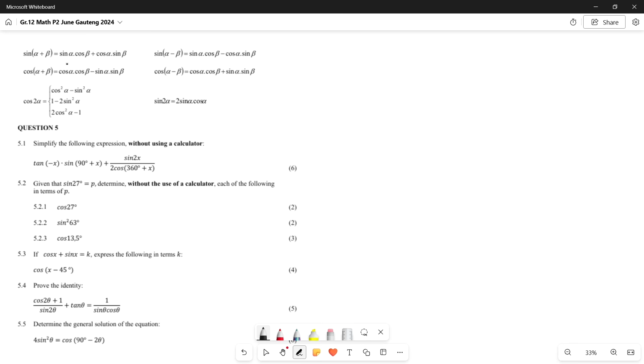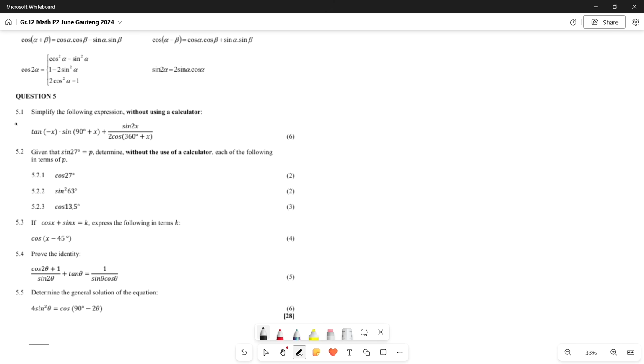So what we have here are our double angle rules over here and our compound angle rules over here for when they come up during this section. So question 5.1 says, simplify the following expression without using a calculator. So we have tan negative x times sine 90 plus x plus sine 2x over 2 cos 360 degrees plus x. So 6 marks. I'm just going to rewrite this for us and then we can get going.